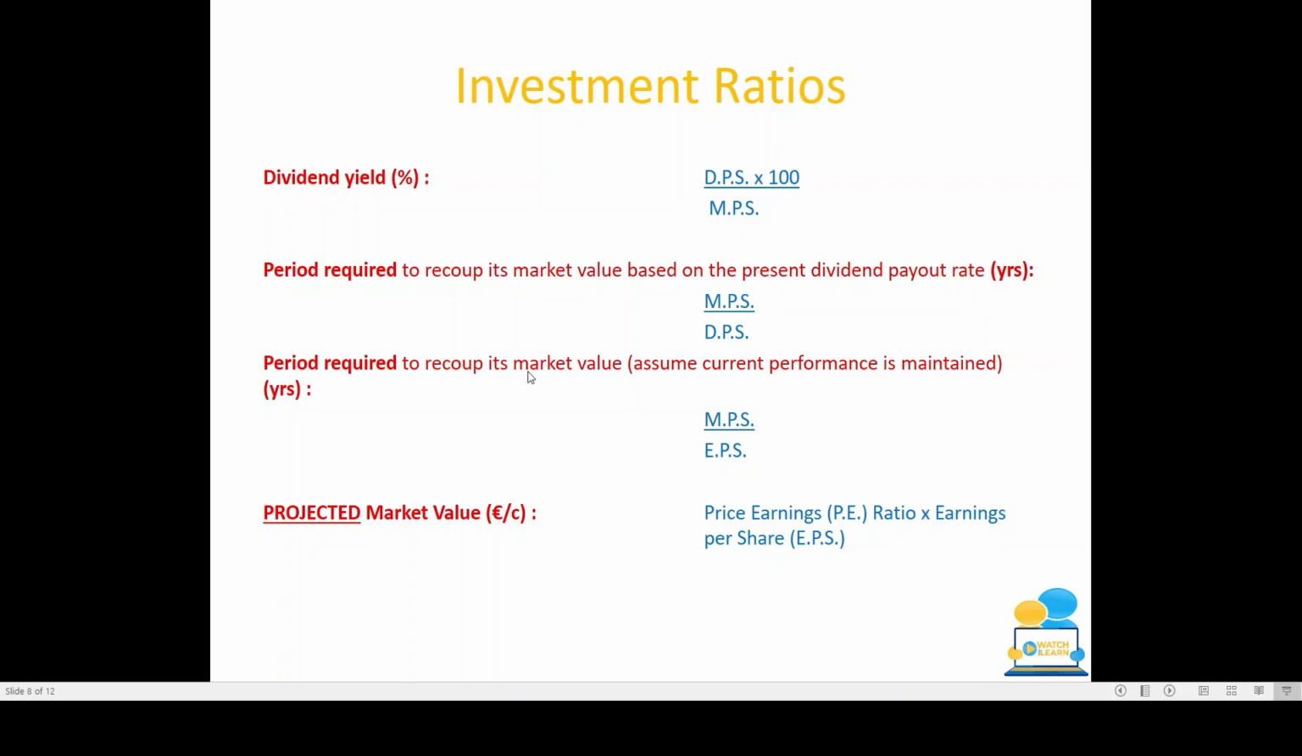And the period required to recoup its market value, assume current performance is maintained. Sometimes they might say performance, sometimes they might say earnings. Either way, it's just your market price per share divided by your earnings per share.